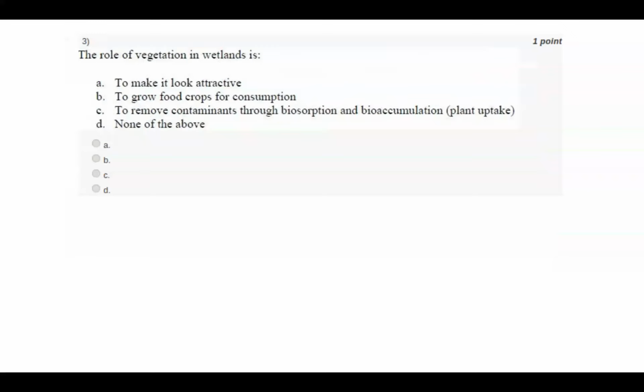Then the third question, the role of vegetation in wetlands. Four options are given: to make it look attractive, to grow food crops for consumption, to remove the contaminants through bioabsorption and bioaccumulation, or none of the above. This is very easy. Yes, C is the right answer.